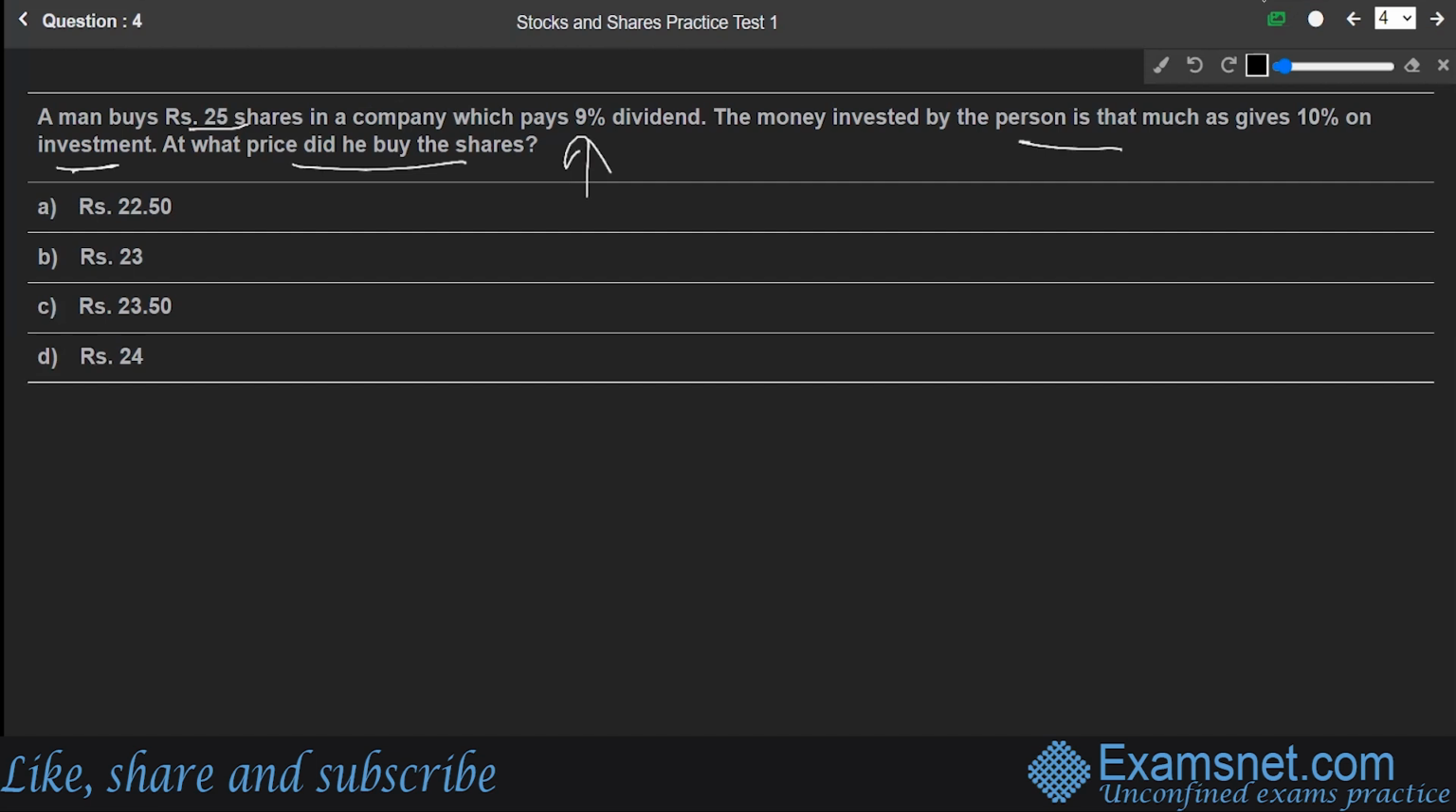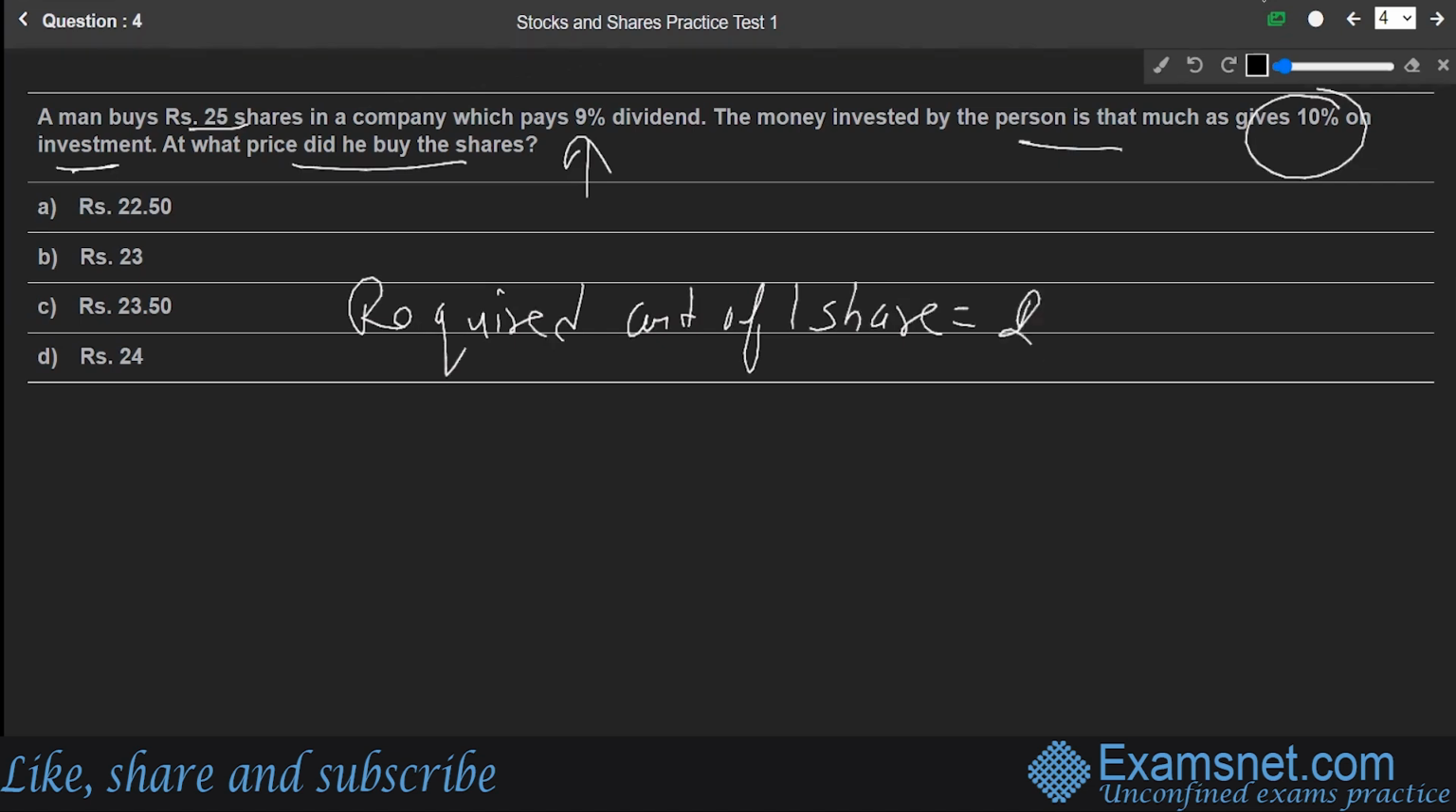See, he says that the investment is receiving 10% of the investment. So clearly the cost of purchase would have been simply 90% of the investment. If 10% is the income received, then obviously the cost of purchase would have been 10% lesser. 10% lesser is nothing but 90%. So we can write down that the required cost of one share will be nothing but 90% of cost of one share.